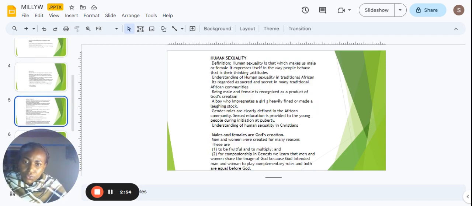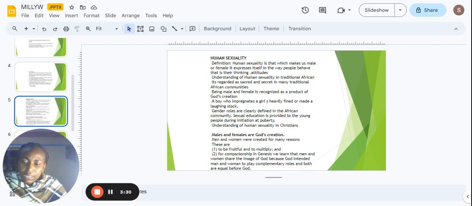Let's look at human sexuality. What do you understand when you hear human sexuality? Let's define it. This is what makes us male or female and expresses the way we behave in thinking and attitudes. Let's look at the understanding of human sexuality in traditional African society. It was regarded as sacred and secret in many traditional African communities. Being male and female is recognized as a product of God's creation.